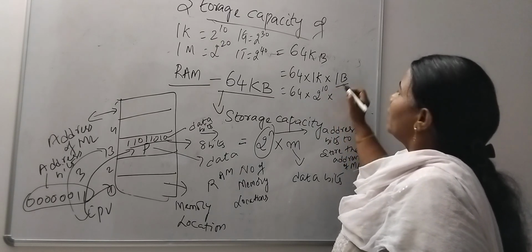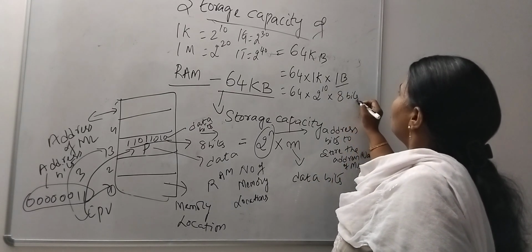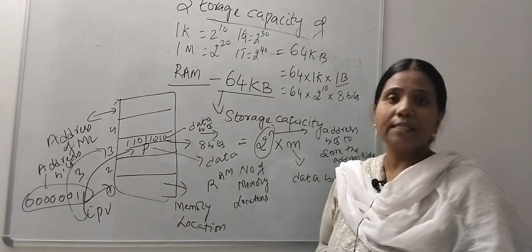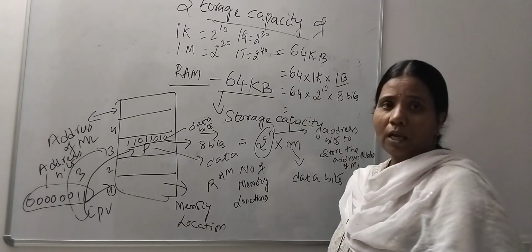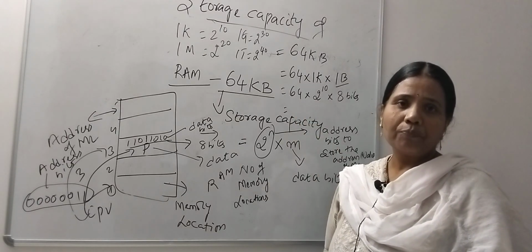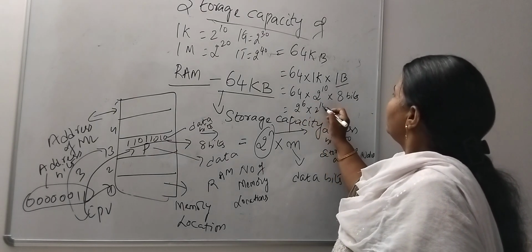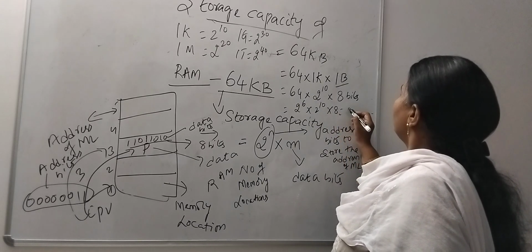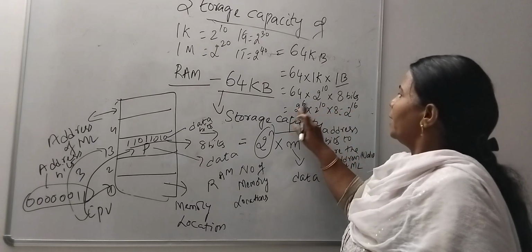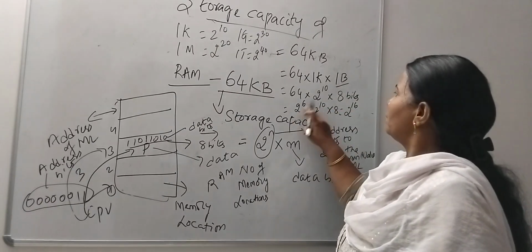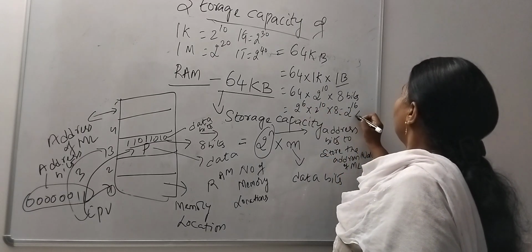1B equals what? 1 byte. 1 byte equals how many bits? 8 bits. Instead of 1B, if you have 1 W, you have to write 16 bits. So you express 64 in power form. What will be your value? 2 power 6 into 2 power 10 into 8. This you can write as 2 power 16, 6 plus 10. The bases are the same and you are multiplying, so the powers should be added. Take the same base and power 6 plus 10, 16, into 8.